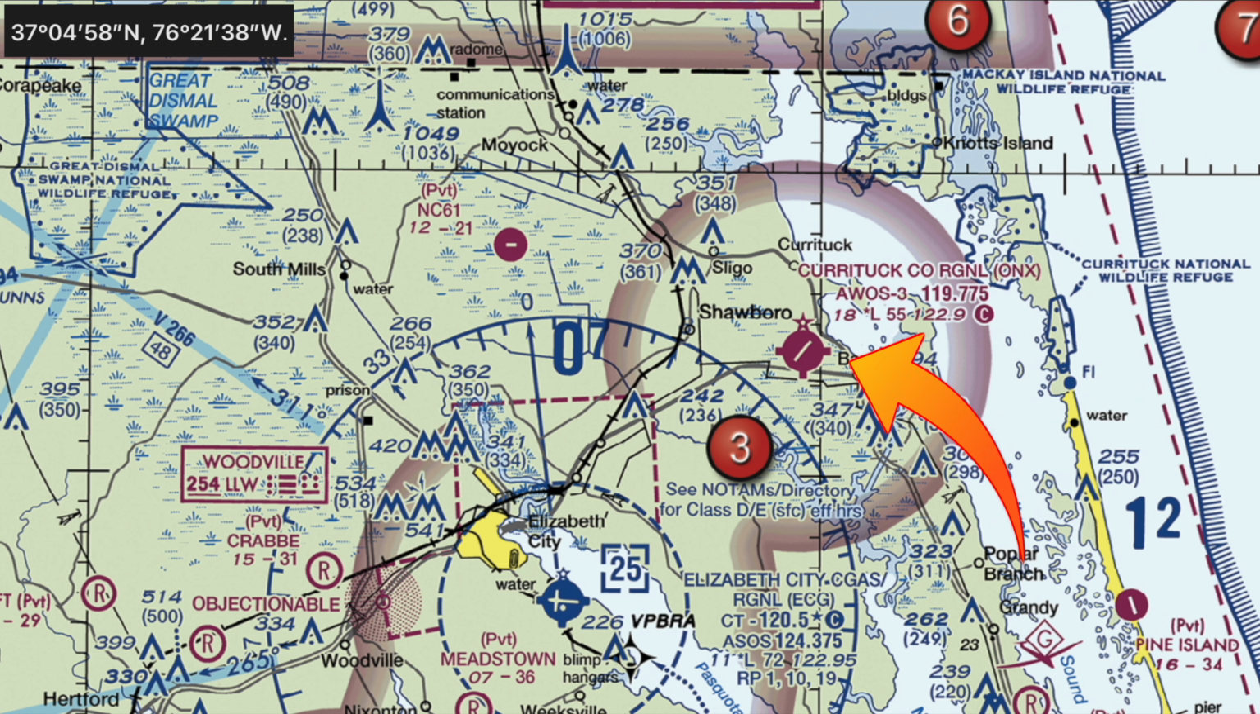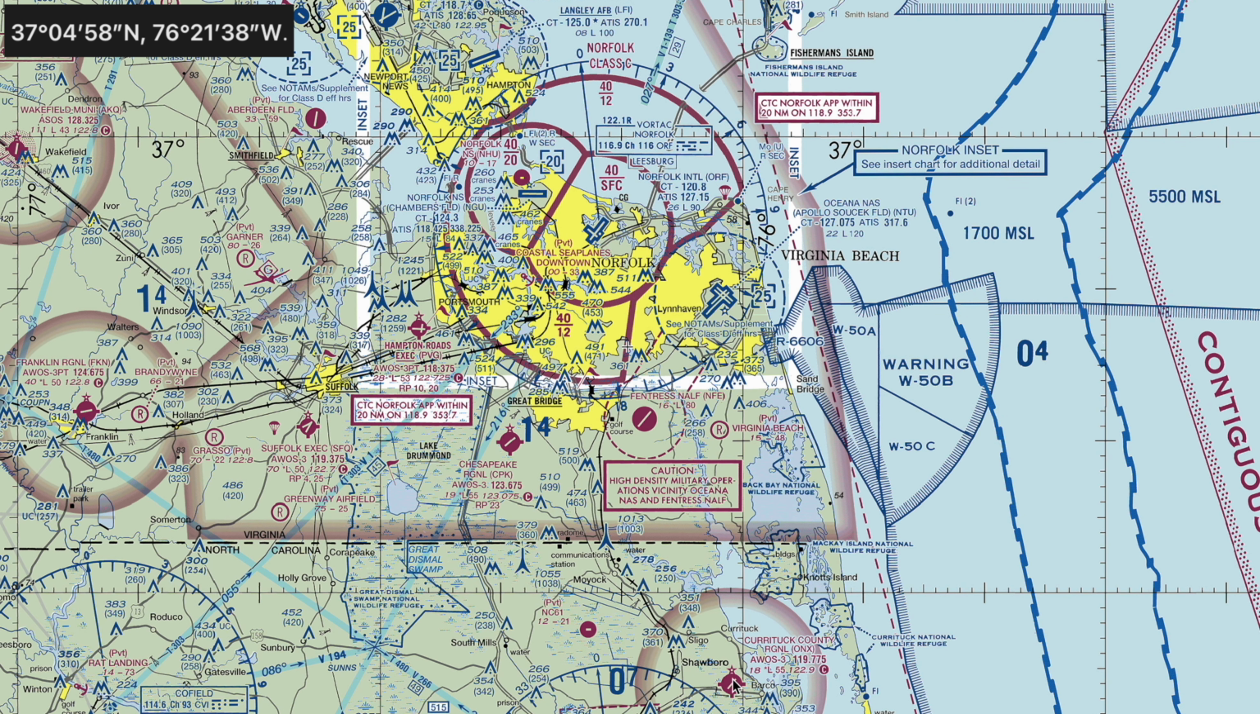I don't need to keep the question on screen anymore. Tell me where that airport is located and what the coordinates are. You can do this. You already have the knowledge in your head. You just need to apply it. This is the same location on another sectional chart that I just pulled up. What I'm looking for first is the location. Currituck Airport is my focus.